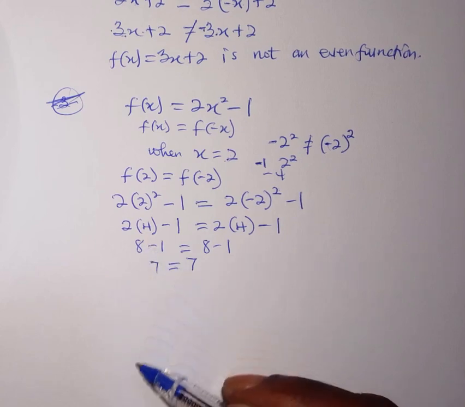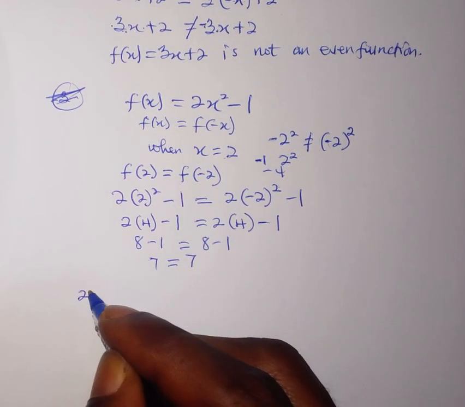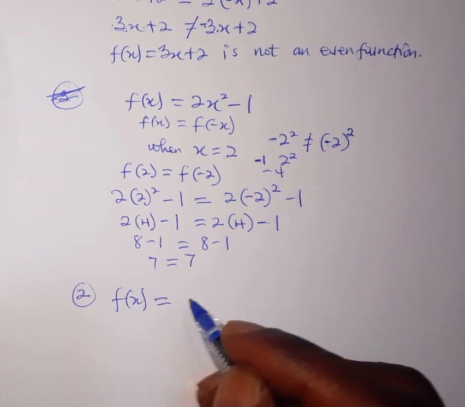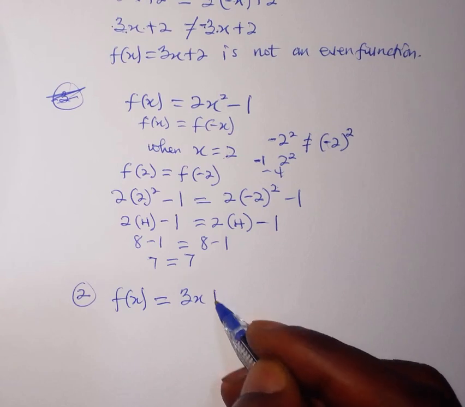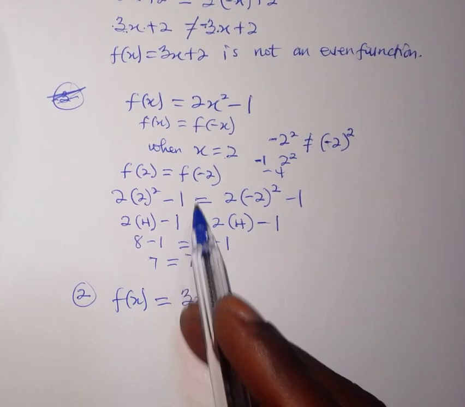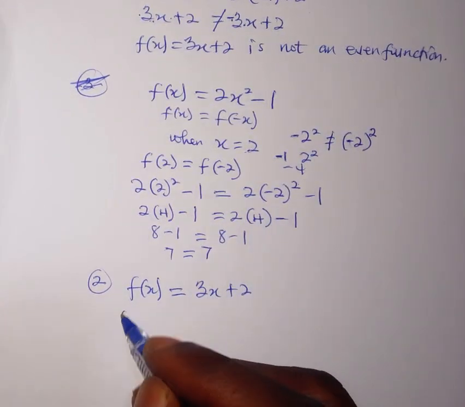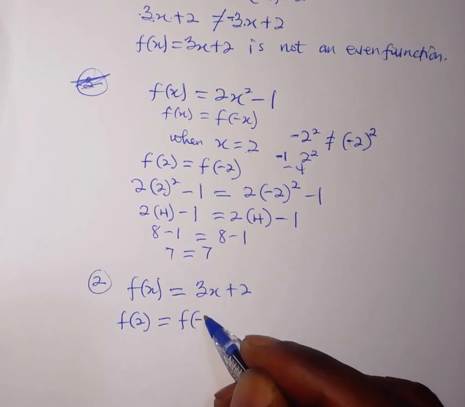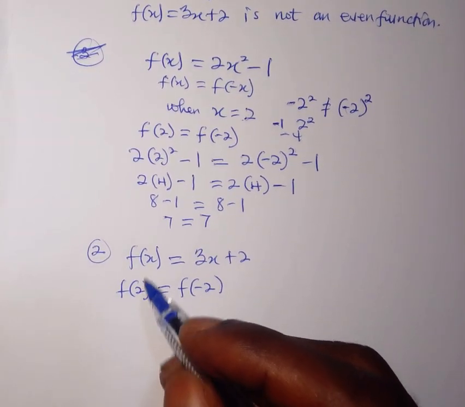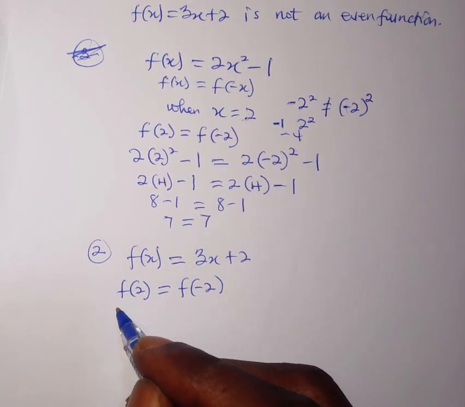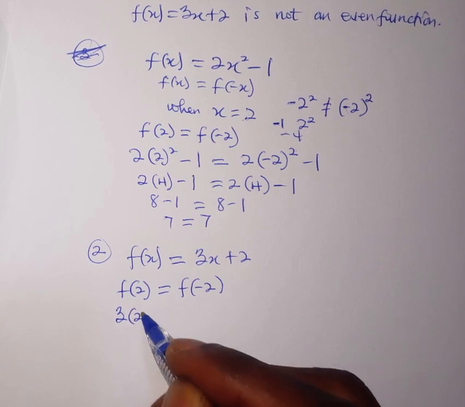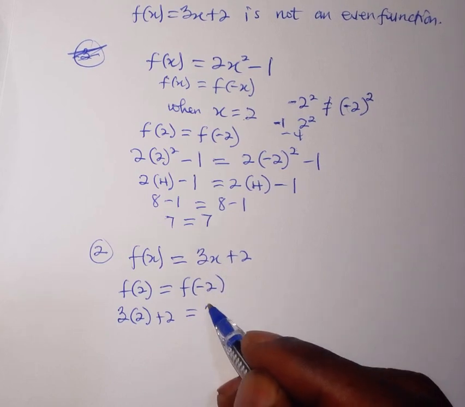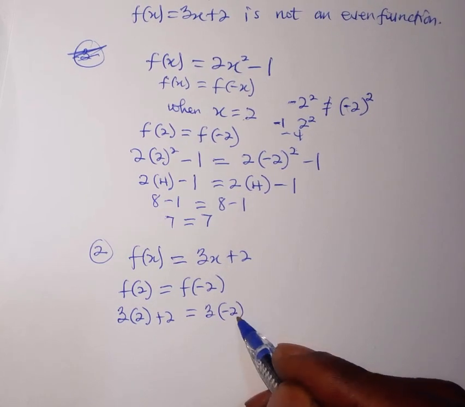Now let's try the same 2 for question 2. So for question 2, we know that it was given as f of x is equal to 3x plus 2. So I'm going to use the same 2, which means my f at 2 should be equal to my f at negative 2. So I'm going to substitute these values here. Now I'm going to get 3 multiplying 2 plus 2, which is equal to 3 multiplying negative 2 plus 2.